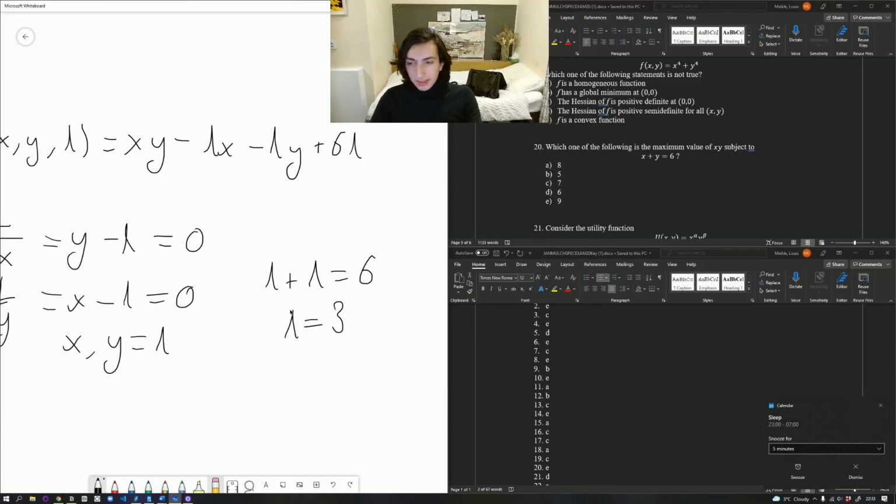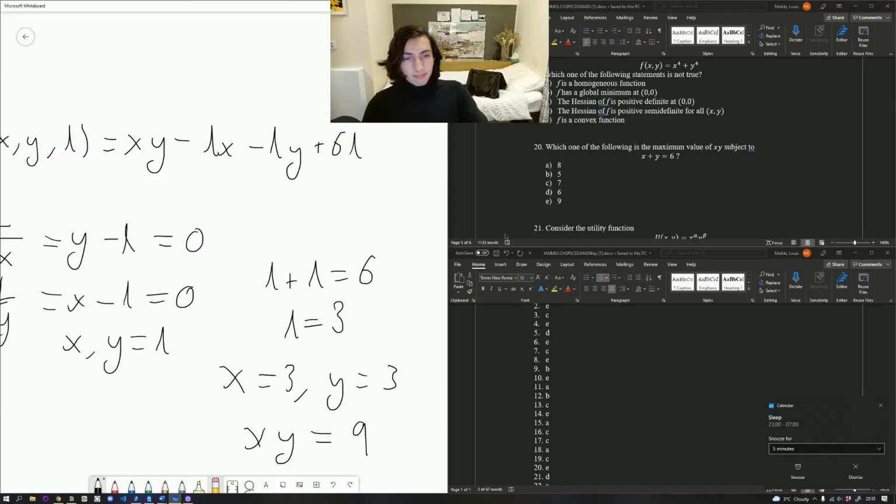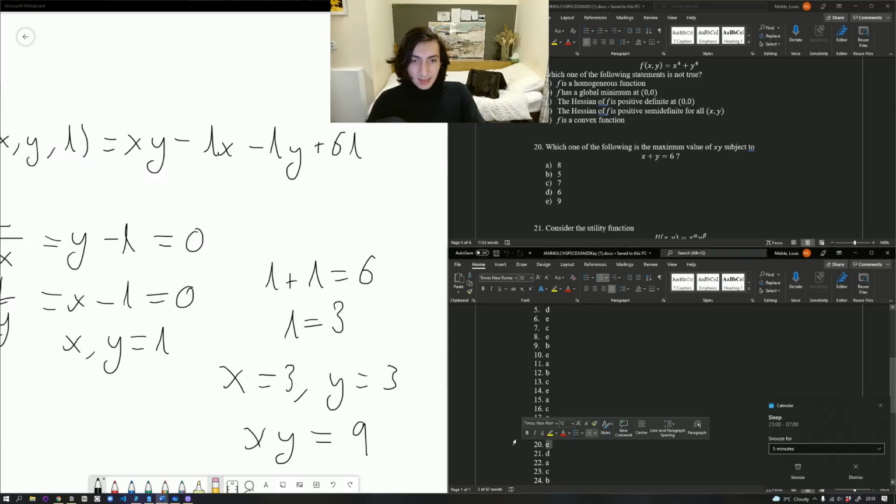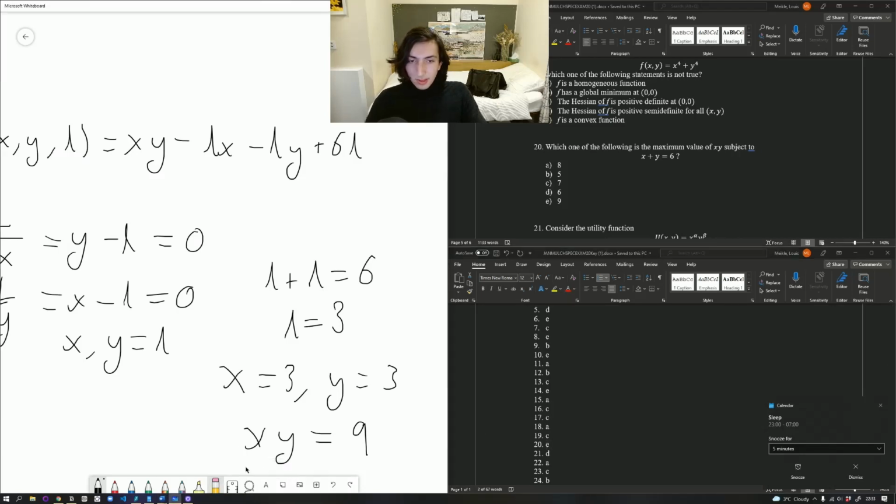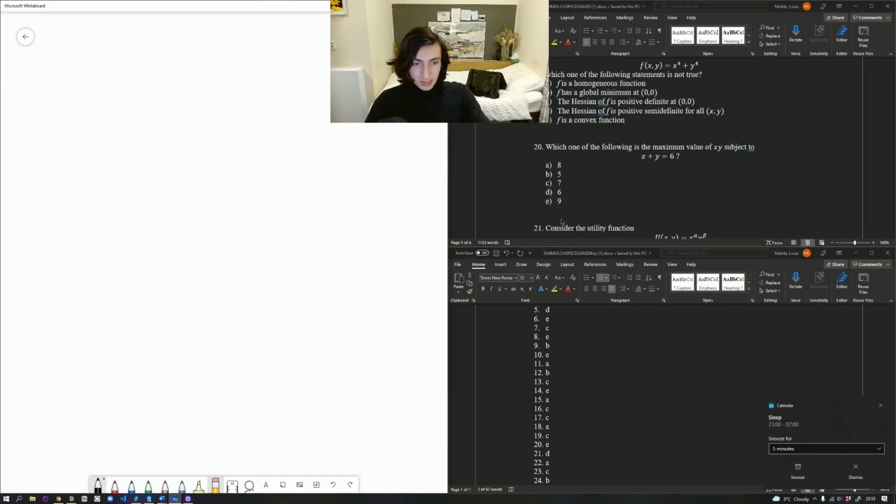And therefore, putting that in, we know that x equals 3, y equals 3. And therefore, our function, xy, is going to be equal to 9. So the max value we can get is e, or 9. Okay? And if we look at 20, 20e. Very nice. Okay. Now we're going to move on to the next one.